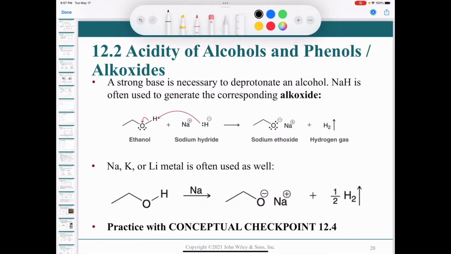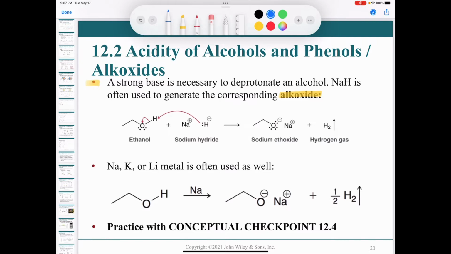Let's talk about the acidity of alcohols and phenols for a minute. It says here that a strong base is required to deprotonate an alcohol. Sodium hydride is often used to generate the corresponding alkoxide. And so the conjugate base of an alcohol is called an alkoxide. Here we see that ethanol is being deprotonated by sodium hydride to form sodium ethoxide and hydrogen gas.